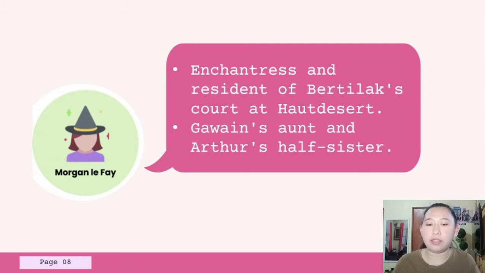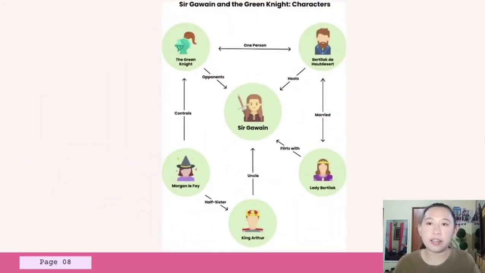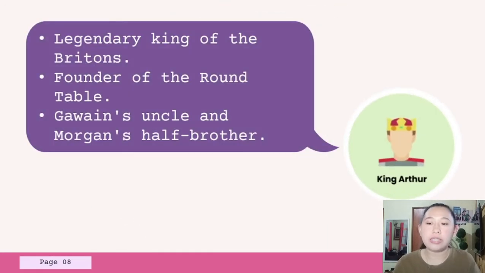As she often does in Arthurian literature, Morgan appears as an enemy of Camelot, one who aims to cause as much trouble for her half-brother and his followers as she can. So our last character is King Arthur. He is the legendary king of Britain, founder of the Round Table. He is Gawain's uncle and Morgan's half-brother.